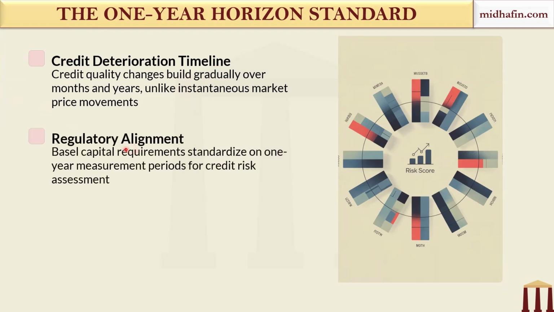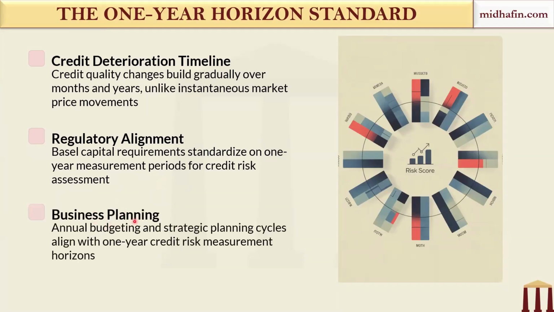Next is regulatory alignment. See, regulatory capital frameworks like Basel have also standardized this 1 year measurement horizon for credit risk. Okay, this keeps the capital requirements consistent across banks, across jurisdictions, across financial institutions.